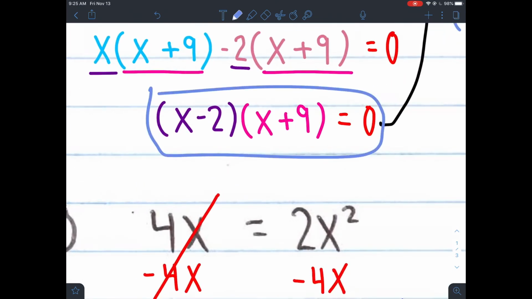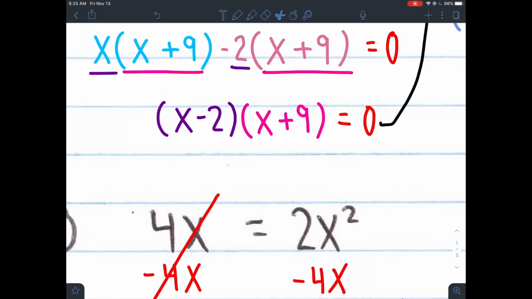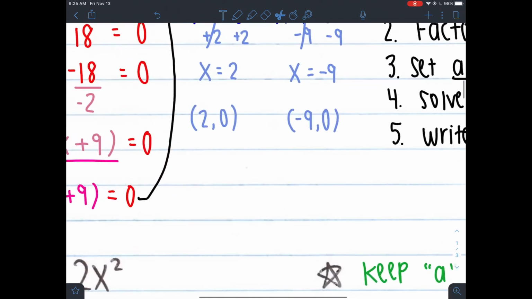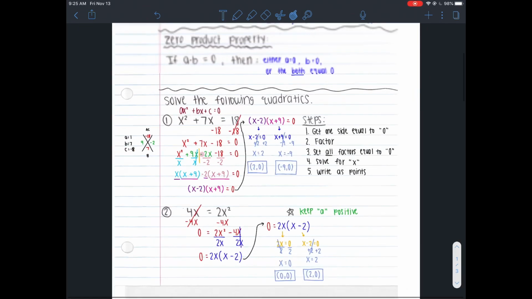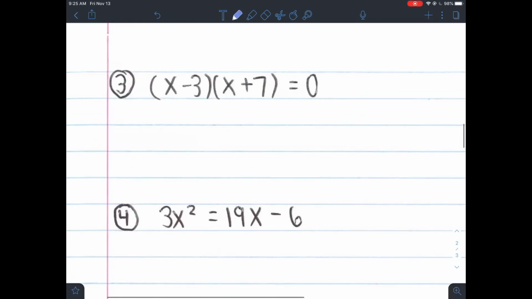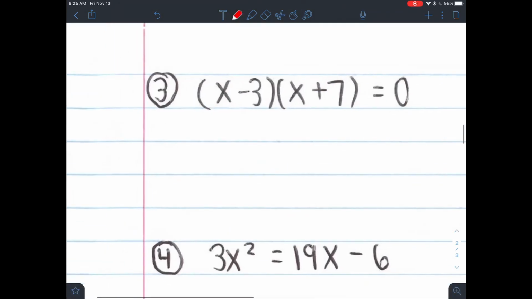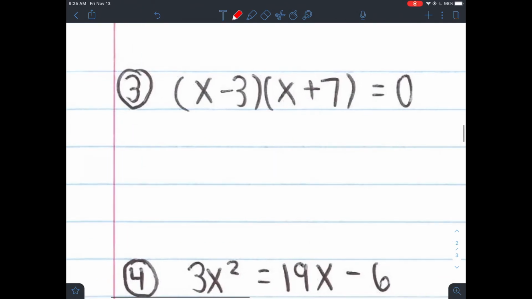Notice that in this one, when we finished factoring, we have two sets of parentheses next to each other equals 0. My iPad is not saving anything. It's so strange. All right. And so in number 3, we have two sets of parentheses already equal to 0. So this is already factored for us, and all we have to do is set them equal to 0.